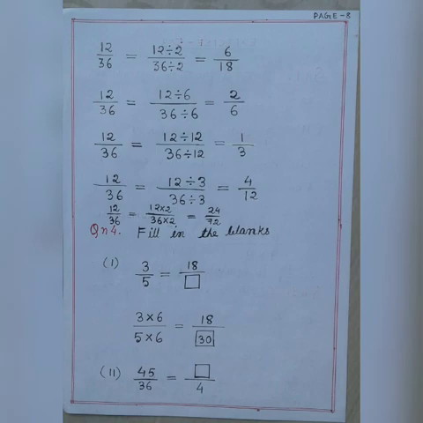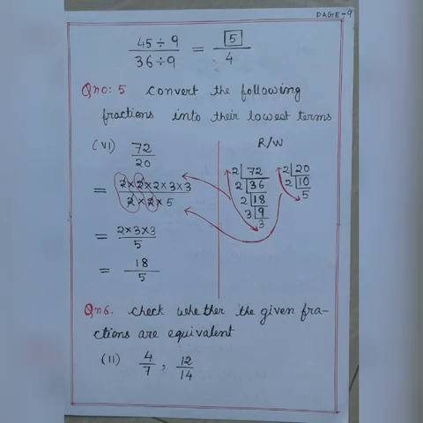Question number 2, 45 by 36 equal to blank space by 4. 36, the denominator has become 4. So if I divide 36 by 9, it will become 4. So 45 we have to divide by 9 only. So it will be 5. Therefore, 45 by 9 divided by 36 by 9, we get 5 by 4. 5 in the blank space.